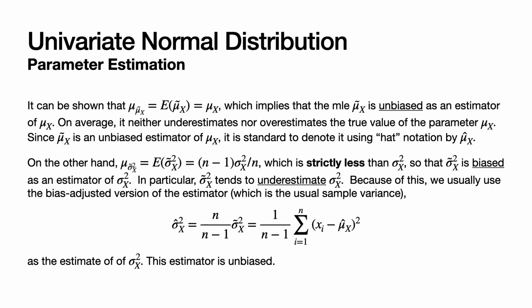We denote the bias-adjusted version as sigma hat squared sub x, and we can obtain this from the MLE by multiplying the MLE by n over n minus 1. And so when we do that, we get 1 over n minus 1 times the sum, i going from 1 to n, of the square of the difference between each x sub i and the MLE of the mean, mu hat sub x. And again, this is the usual sample variance that we're used to from our previous statistics courses.